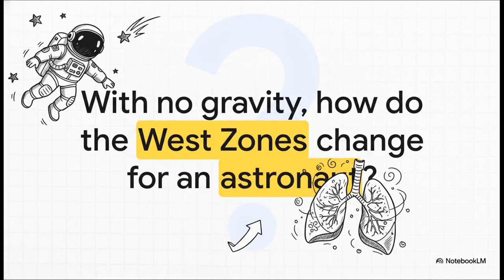Okay, so to wrap this all up, let's do a little thought experiment to see if this all makes sense. We've spent this whole time talking about a model that is completely dependent on gravity. So what happens when you take gravity away? Imagine an astronaut floating in space. How do the West zones change? Or do they disappear completely? Have a think about it. And good luck with your studies.